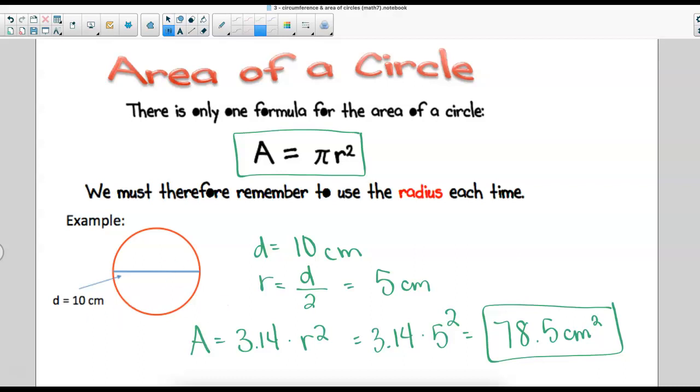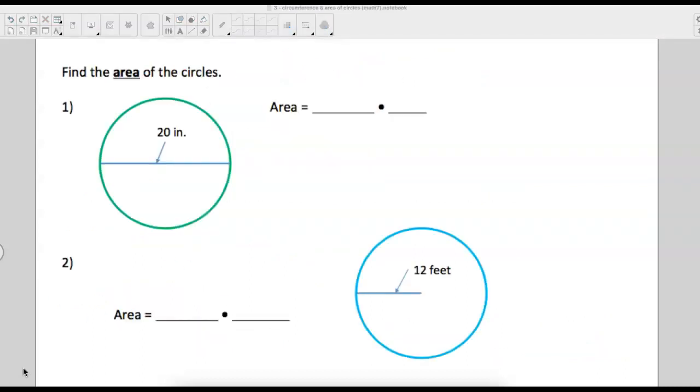So we're gonna pause at that. All right, so looking at the next slide. Area of a circle. You guys always start with the formula. That way you know you're doing the right thing. Area is pi times radius squared. What's pi? 3.14.